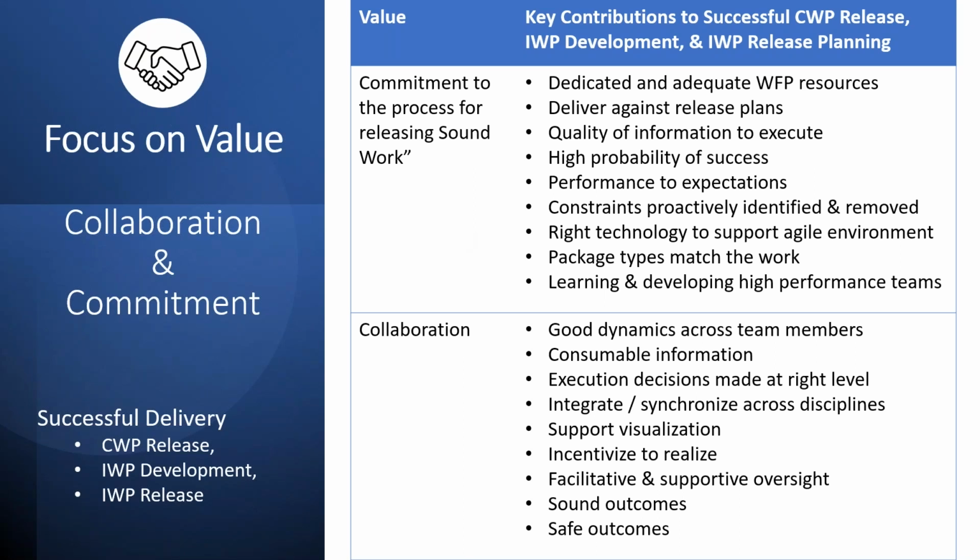This is going to be about some of the value. So if we want to focus on the value, there's two key parts to that. It's collaboration and commitment, because what we're trying to drive is successful delivery of the CWPs, right? Releasing work that is ready to go do with a high probability of success. We want to develop those IWPs, obviously to integrate, and then release them when it's ready so the foreman can go do the work as we had all planned.